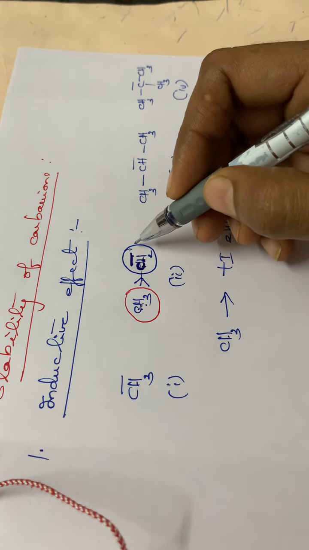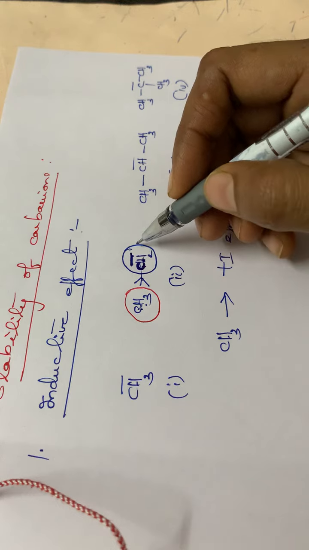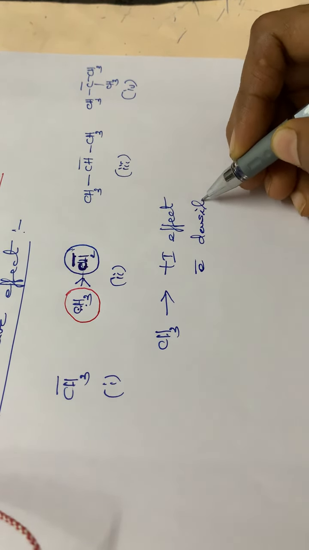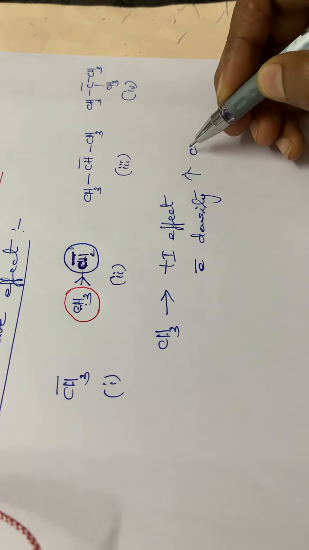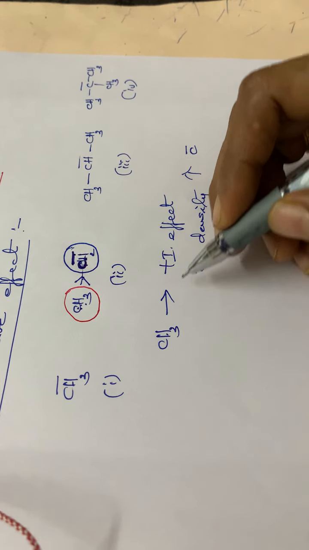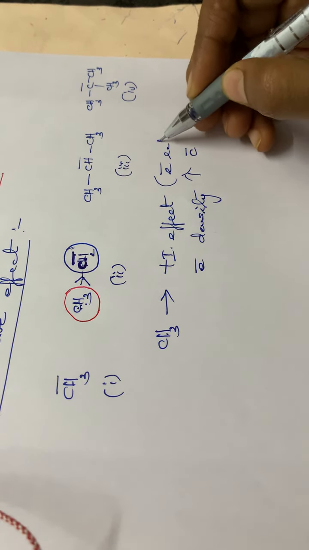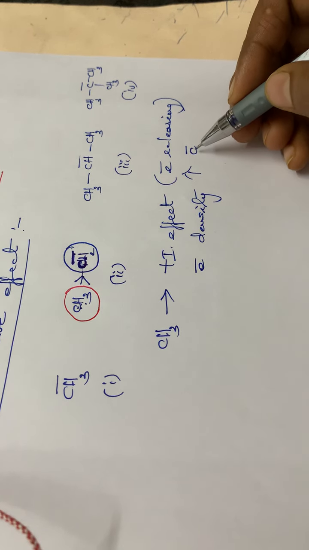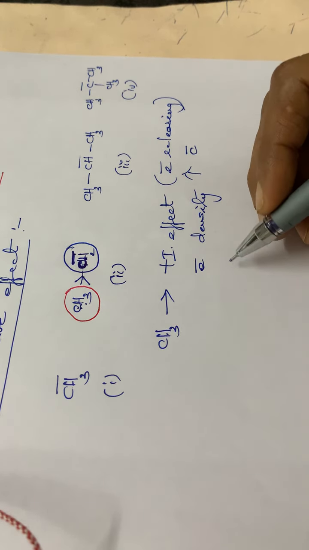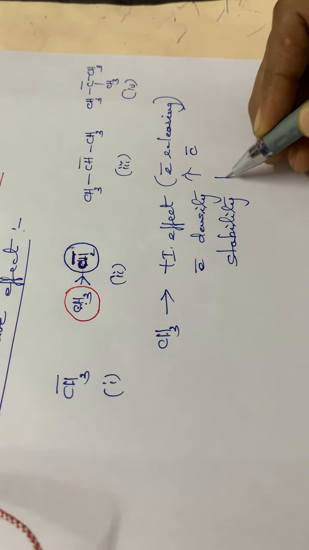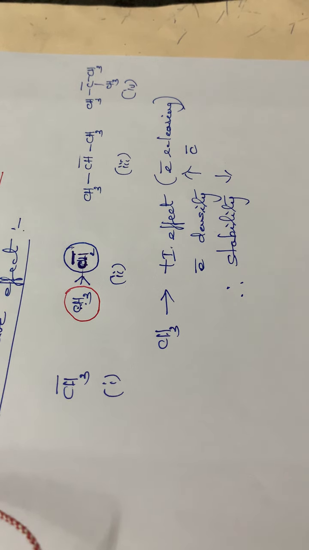The electron density increases around this C minus as a result of the electron releasing nature of the CH3 group. Electron density increases around the C minus, and the stability decreases. Therefore, the stability decreases. Hope you are clear.